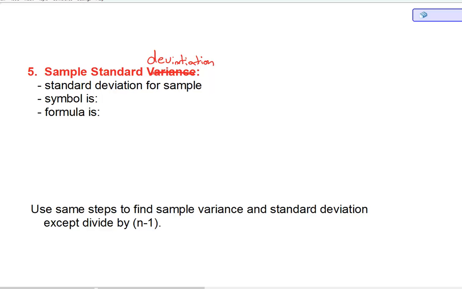And I've got too many letters there. Let me try that again. Let's see here. There we go. Sample standard deviation.